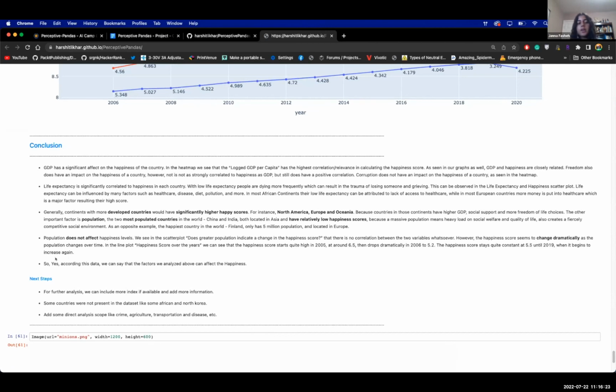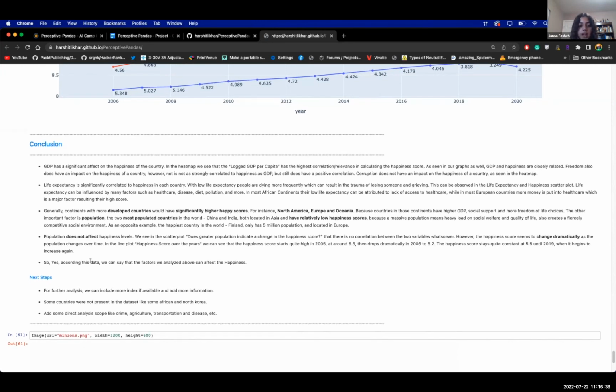So next steps for further analysis, we can include more indexes if available for more information. And some countries were not present in the data set, like many from Africa and North Korea. We can add some direct analysis scope, like crime levels, agriculture, etc.